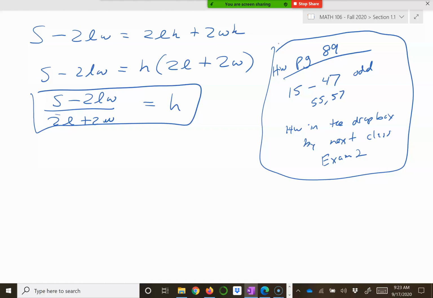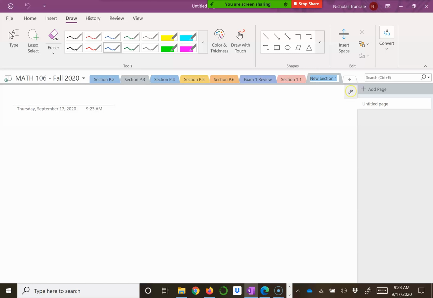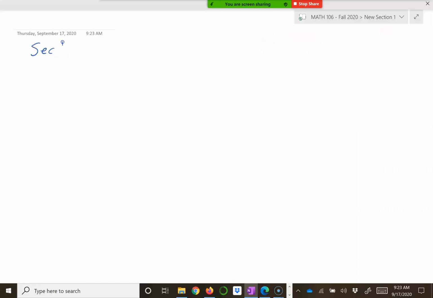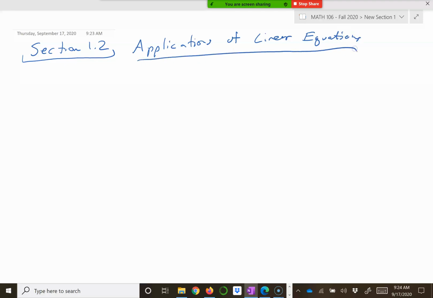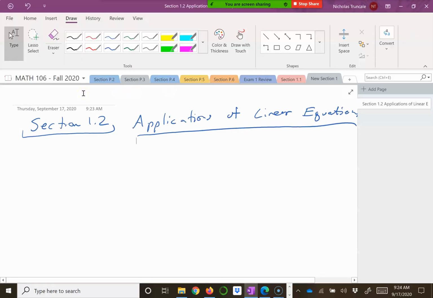So we're just going to move right along here. And I'll write in section 1.2. Section 1.2 is applications of linear equations. And I'm going to tell you right now, you're not going to be happy with what's in this section. Sorry, just to burst your bubble on this one. But here you go. This entire section is devoted to word problems.